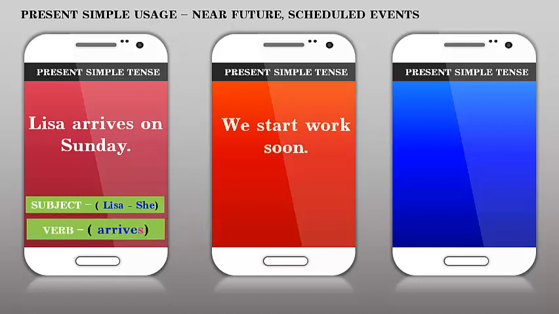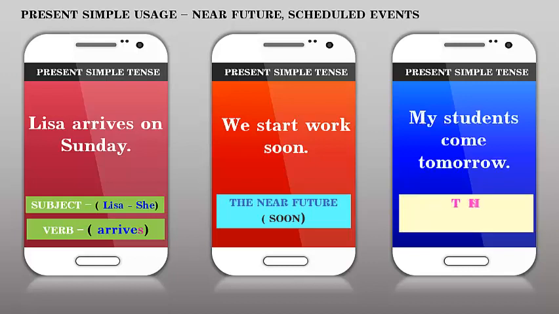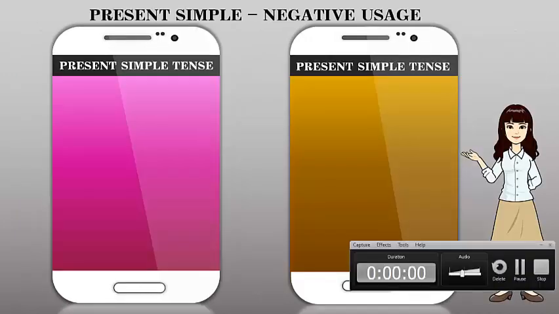We start work soon. Again, the near future, soon. So I use the present simple verb start. And finally, my students come tomorrow. This is something that will happen in the near future. So I use the verb come. So remember, it is possible and it's common to use the present simple tense to talk about something that will happen in the near future. Let's go to the next usage.